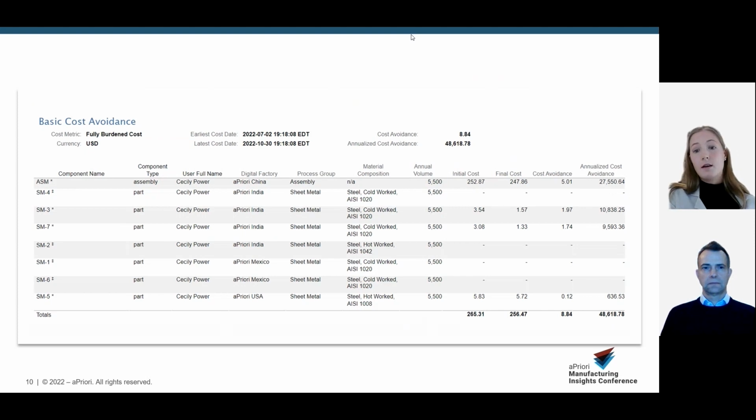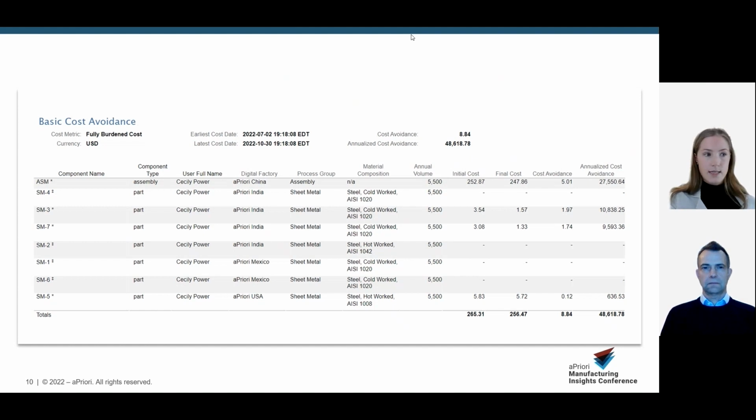So this is the base cost avoidance report. Here we have all of the sheet metal parts that we were looking at in the outlier analysis and design to cost reports. And for the purpose of this demo, let's say we've made some modifications to sheet metal 5, the outlier part, to lower its cost. So what we want to do is make sure that we've recorded an initial and final scenario for this part so that it can be picked up by the basic cost avoidance report.